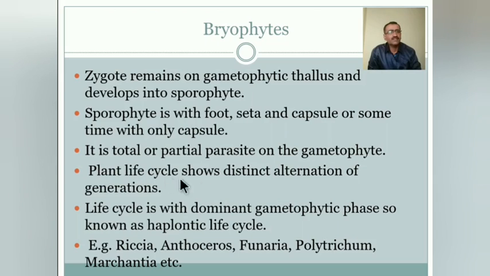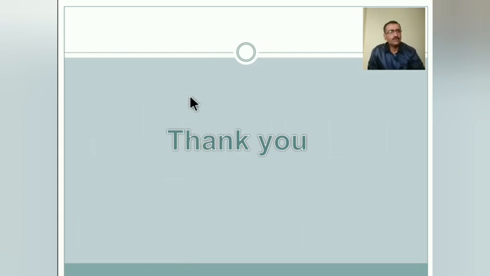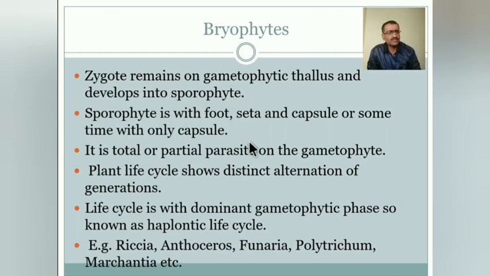Plant life cycle shows distinct alternation of generation. As we know, the first one is the gametophytic generation, and further after the gametophytic generation is completed, there is the sporophytic generation. Further, the sporophytic plant body again produces spores, and that spore again produces the gametophytic plant body. Okay, so this is the alternation of generation. First one is the gametophytic generation, second one is the sporophytic generation, and they alternate with each other. That is known as the alternation of generation of bryophyte.